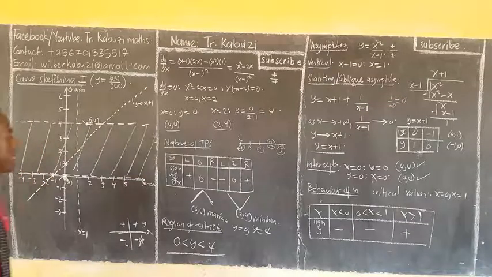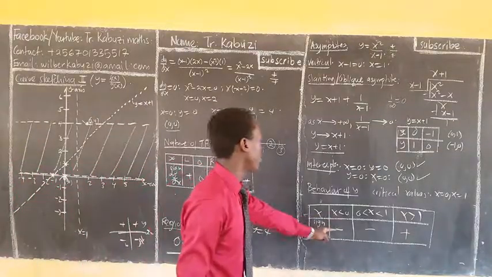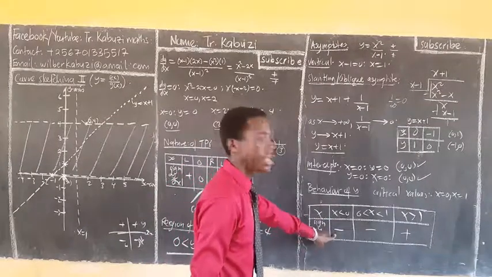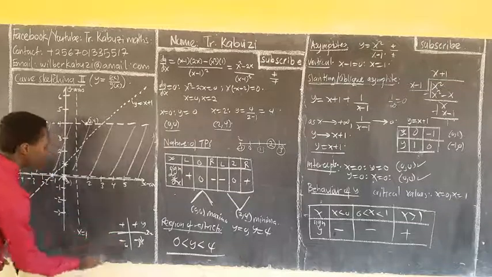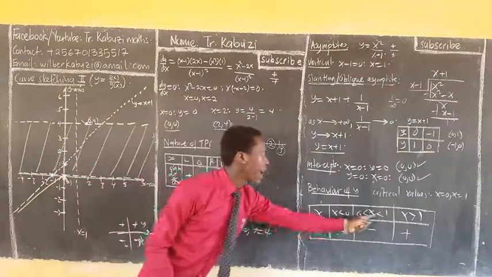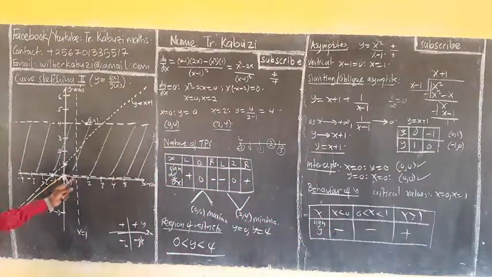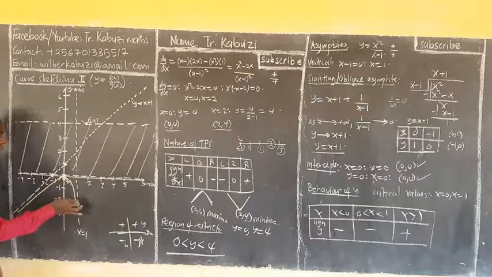So now we start plotting. Below 0, the curve is in the negative, below the x-axis. That's why it approaches the asymptote like this. Then between 0 and 1 it is still in the negative, below the x-axis. That's why it approaches the asymptote. It can never touch the vertical asymptote.